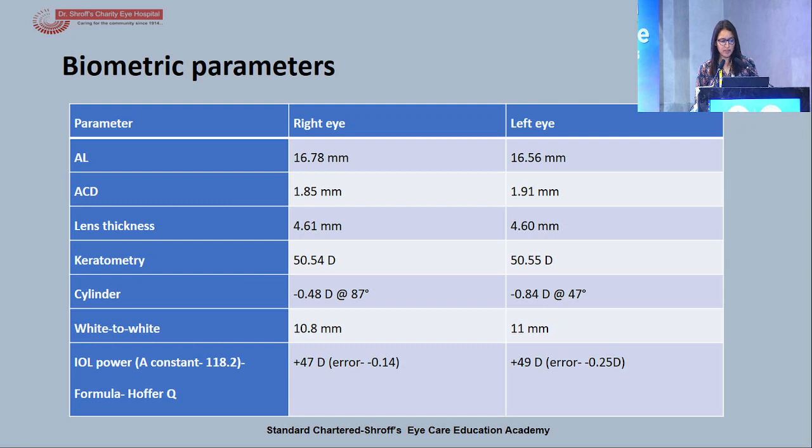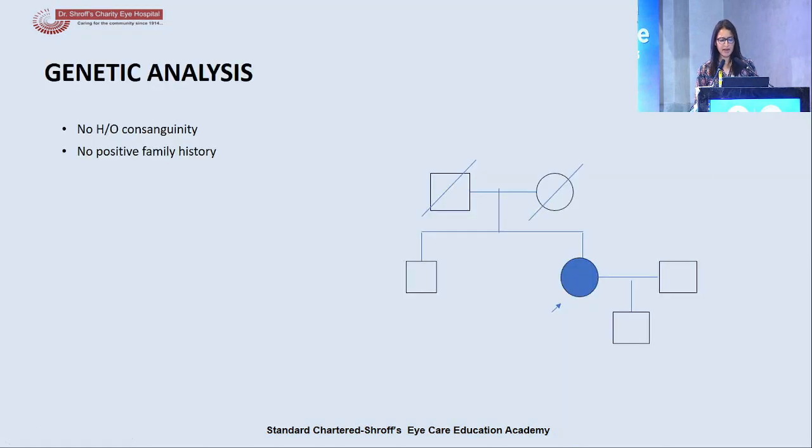When we got the biometric parameters done, her axial length was very less. It was 16.78 in the right eye and 16.56 in the left eye. Anterior chamber depth was also less in both the eyes. Lens thickness was almost normal but slightly higher. Similarly, the keratometry and white to white were similar to what we measured on the slit lamp. Genetic analysis was done with pedigree analysis. There was no history of consanguinity and no positive family history. It was a sporadic onset.